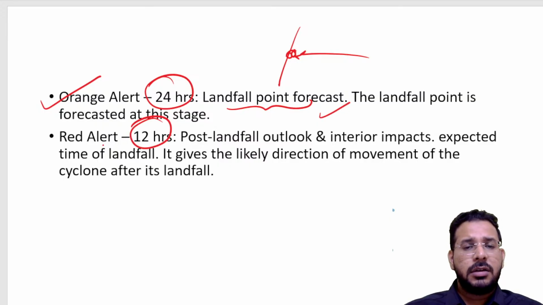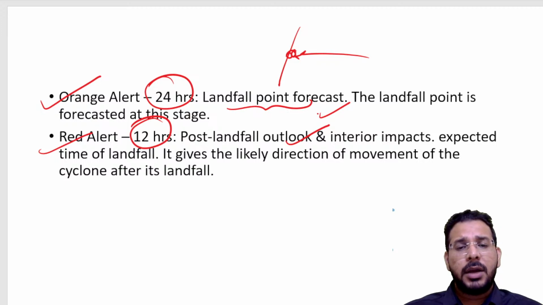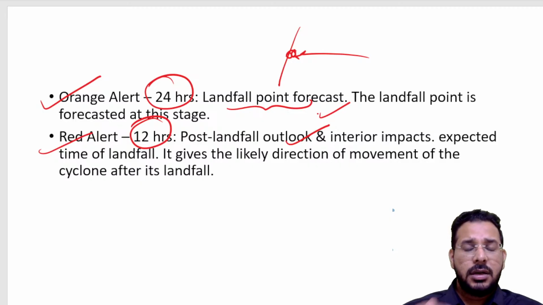And the red alert is given 12 hours before, which will give the post-landfall outlook. After the landfall, what can be the impact of that landfall, what can be the impact of the cyclone, and what are the necessary directions which must be taken post the cyclone landfall is given at the 12-hour notice.